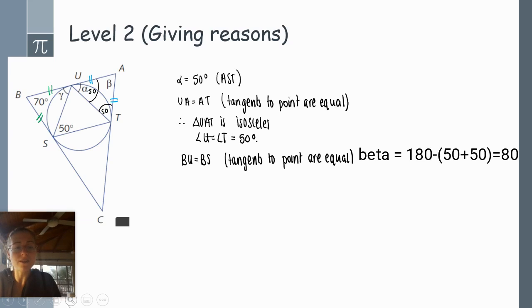The same goes for this triangle here. So I know that triangle BUS is isosceles. Again, I have 70 as my main angle, so angle BSU and BUS are going to be equal. And they're both going to be 180 minus 70, all divided by 2, which is 55 degrees.